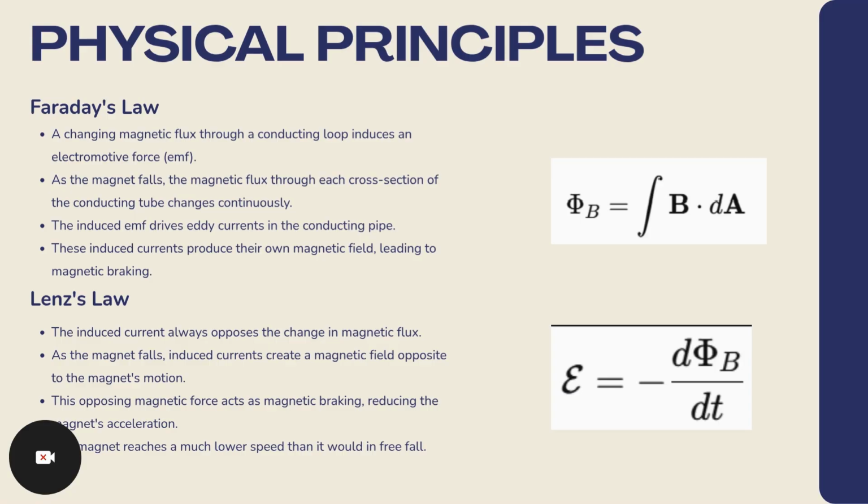As the magnet flows through the conducting tube, the magnetic flux through each cross-section changes continuously, generating eddy currents. According to Lenz's law, these induced currents always oppose the change in magnetic flux. As a result, they produce an opposing magnetic field that creates a magnetic braking force, causing the magnet to fall much more slowly than it would in free fall.